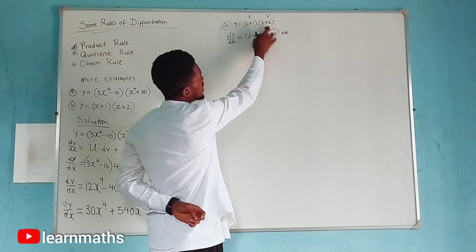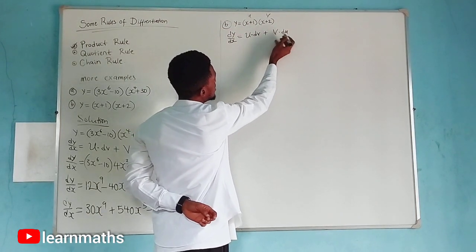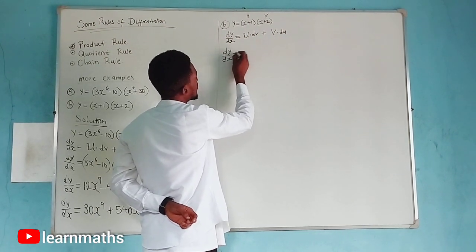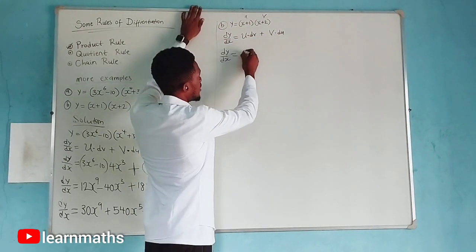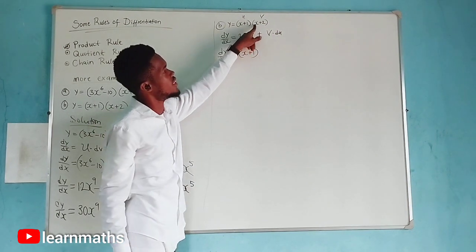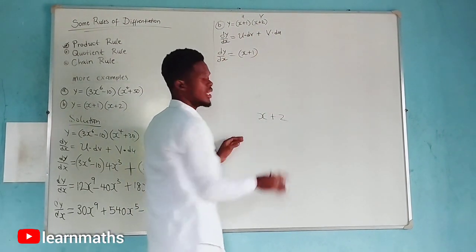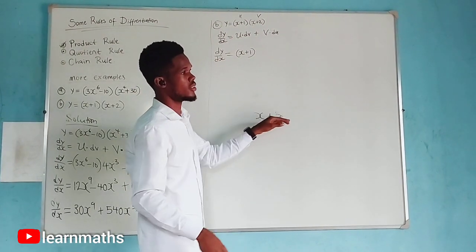If we are to differentiate this function, it's going to be u dv plus v du. Right? So let's find dy dx. What's our u? x plus 1, right? x plus 1. And what's the differential of v? Let's differentiate v here, x plus 2. Now you know that the differential of the constant is 0, so that's gone.